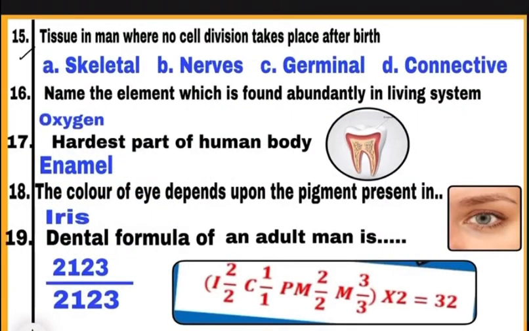Question 15. Tissue in man where no cell division takes place after birth. Nerves. In nerves, no cell division takes place after birth. 16. Name the element which is found abundantly in living systems. Oxygen is the element which is found abundantly in living systems.